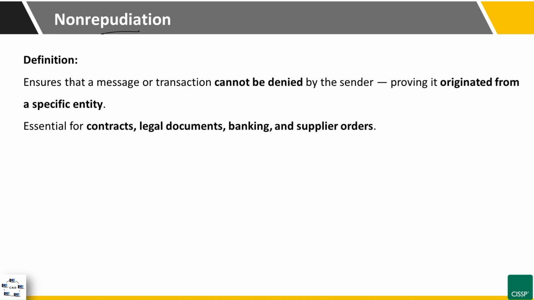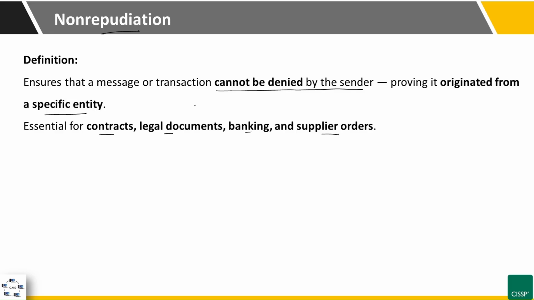Non-repudiation. Non-repudiation ensures that a message or transaction cannot be denied by the sender, proving it originated from a specific entity. It provides authenticity: a message is sent by a specific user and that user cannot deny that he or she sent the message. So it is essential for contracts, legal documents, banking, and supplier orders.